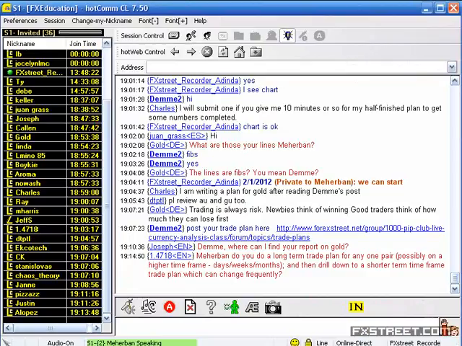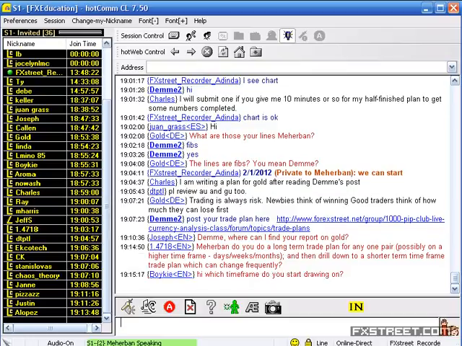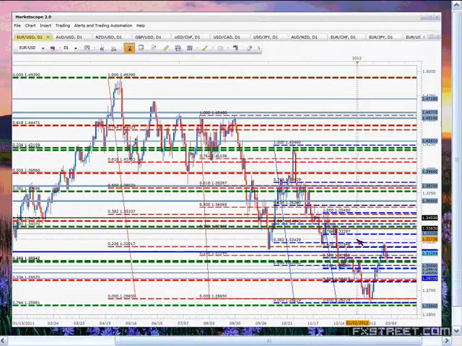So the question here from 4718, which is the high on the euro at some point in time, is: Meherban, do you do a long-term trade plan for any one pair, possibly on a high time frame, days, weeks, months, and then drill down to a shorter time frame trade plan which can change frequently? So what I do is I'm looking to get into positional trades.